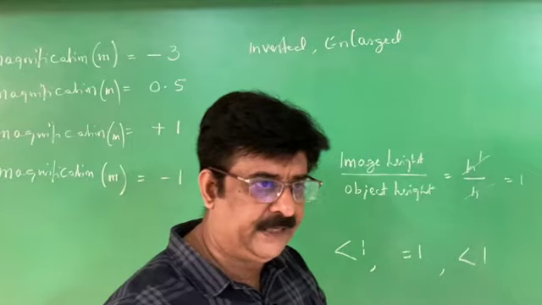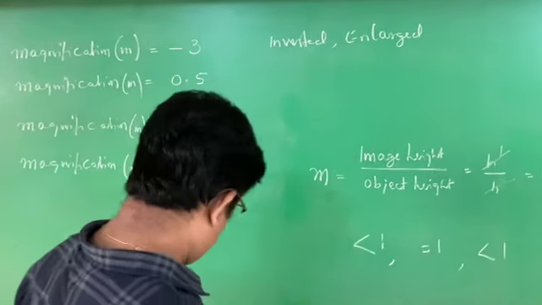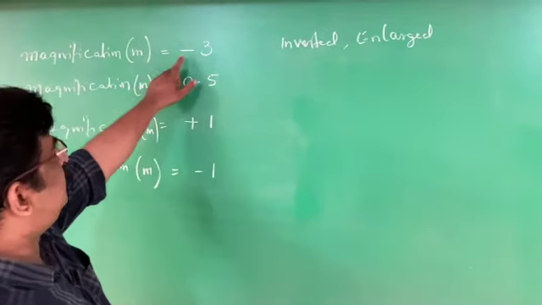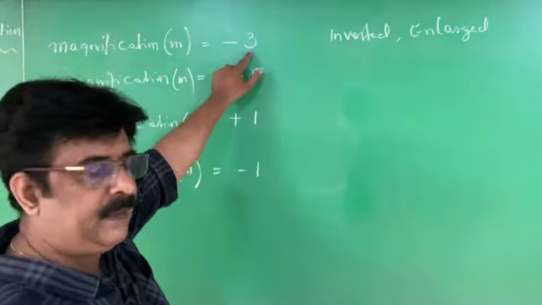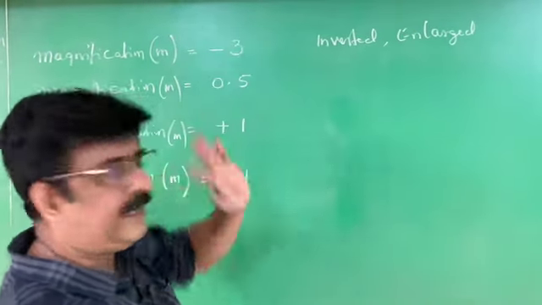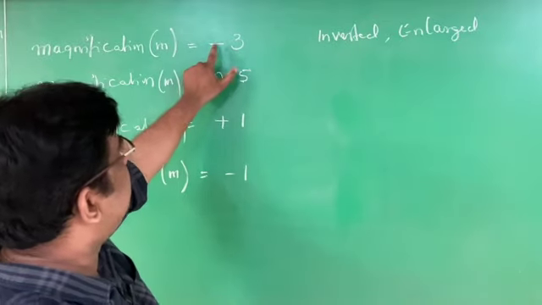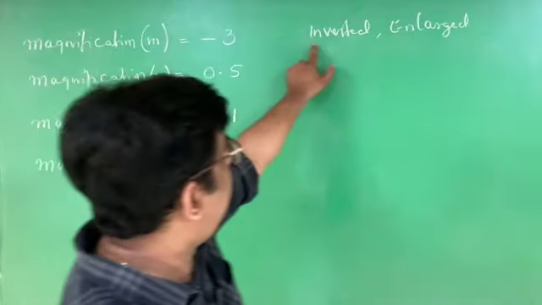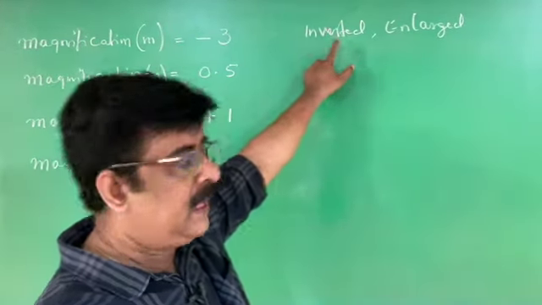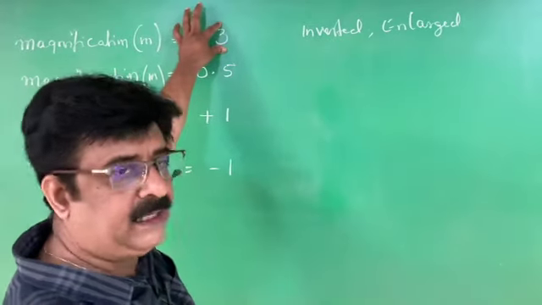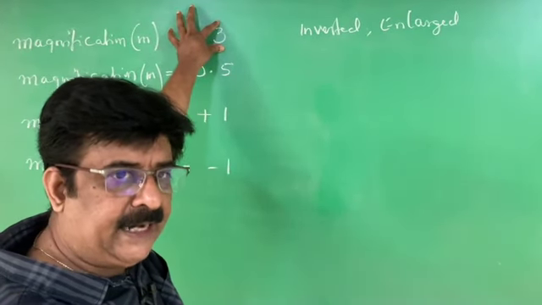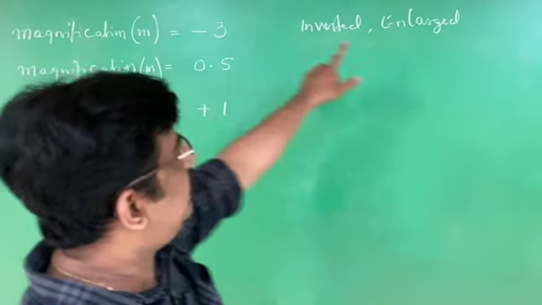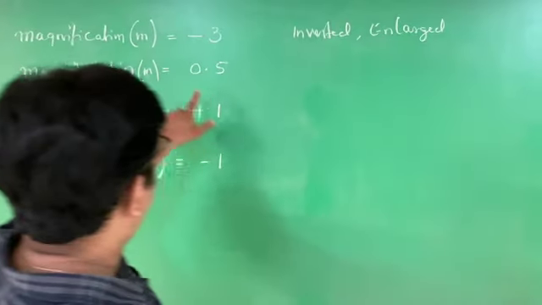Try to understand. In the magnification, we have to think about two things here. Which are the two things we have to see? I repeat once again. See this number, minus 3. This minus and 3 are not related. This minus tells whether the image is erect or inverted. If it is minus, it is inverted. If it is plus, it is erect. And this number, 3, tells whether it is greater than 1, equal to 1 or less than 1. It is greater than 1. Therefore, it is enlarged.